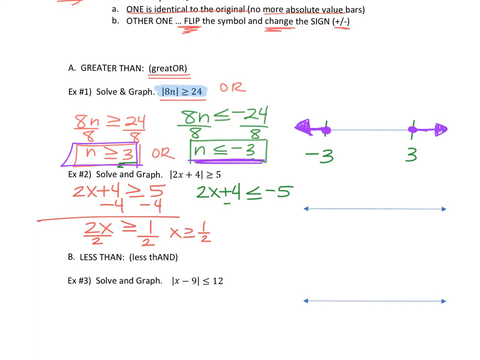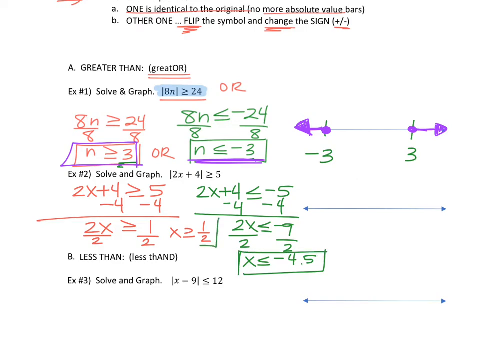Okay? Then we're going to do it over here. Take away 4. So I get 2x is less than or equal to -9. And then divide by 2. So x is less than or equal to -9 over 2, or you can call it -4.5 if you like the decimal better. Okay. I would put them both as either decimals or both as fractions, but that's up to you. So I'm just going to call this -4.5 over here. And then 1/2 is going to be over here somewhere.